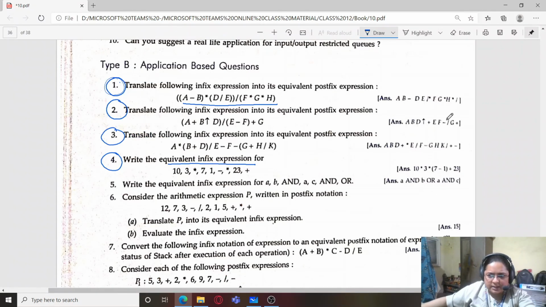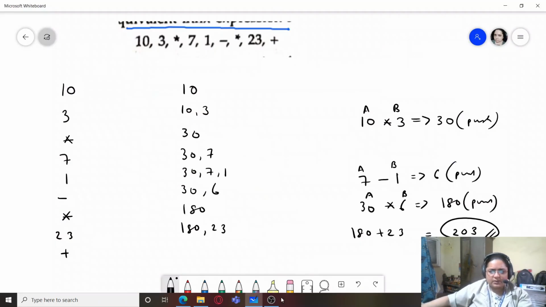So let's check. Okay, we don't have the answer written in that way. That's why we are getting it in this way. So that's all in today's class. In the next class, we will again come back with a few more questions.